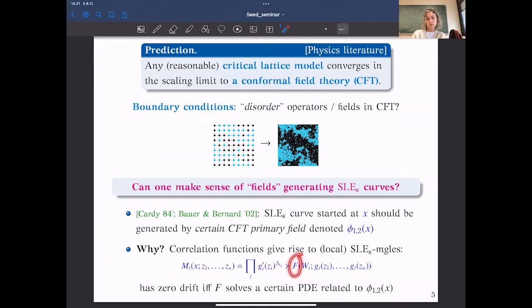This f is an unknown function, and it should satisfy some partial differential equation that is exactly the same that appears in the physics literature for these correlation functions of this particular field that people talk about. So this is no proof or anything, but it's a heuristic that this object in the physics books has something to do with solutions of partial differential equations that we also observe from these random SLE curves. And let me go a bit more precisely into these things. So this was just to motivate from the physics literature.